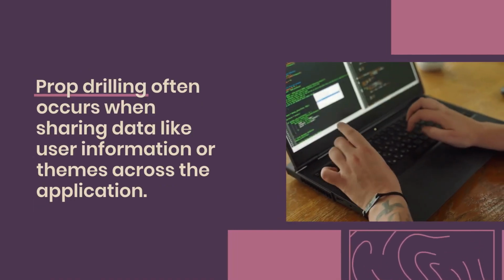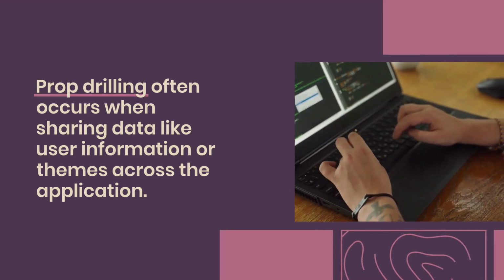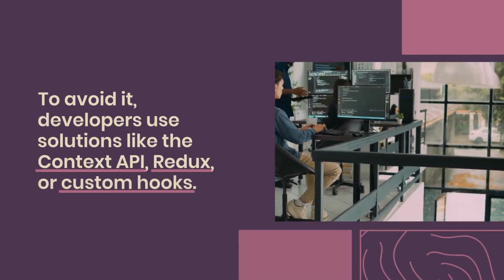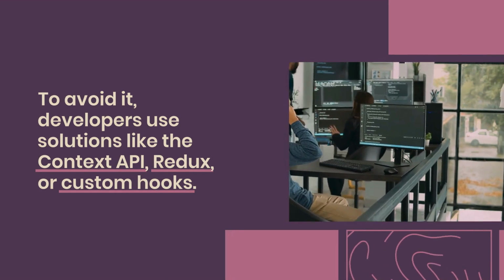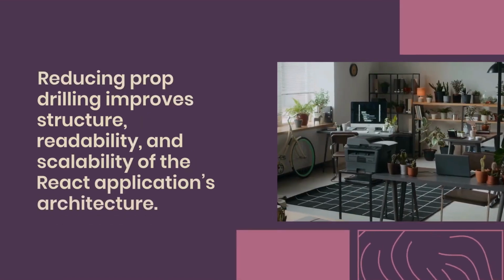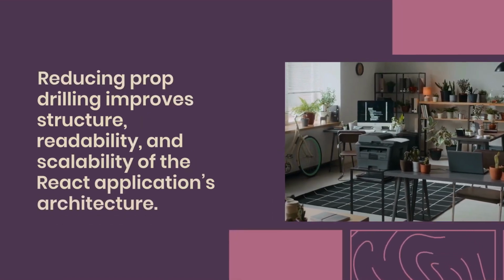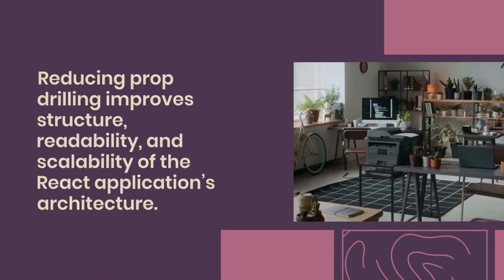Prop drilling often occurs when sharing data like user information or themes across the application. To avoid it, developers use solutions like the Context API, Redux, or custom hooks. Reducing prop drilling improves structure, readability, and scalability of the React application's architecture.